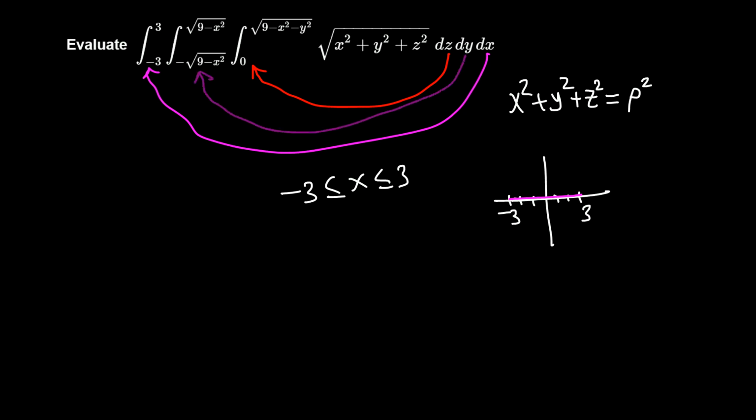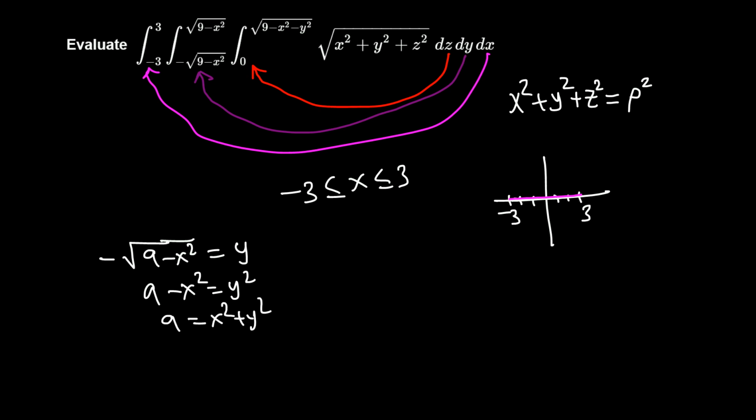How about y? Let's work on y now. The y lower bound is negative square root of 9 minus x squared. That's the lower bound for y. If we square both sides and move things around, we get a circle, a standard circle with radius 3. We get the same thing from the upper bound, y equals square root of 9 minus x squared. We get x squared plus y squared equals 9. So basically the projection of the solid on the xy plane is a circle.